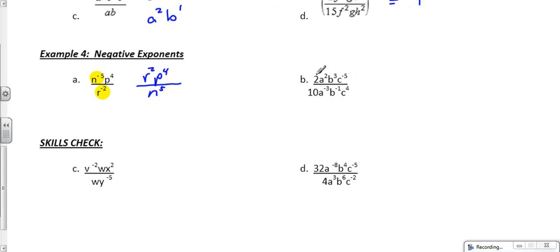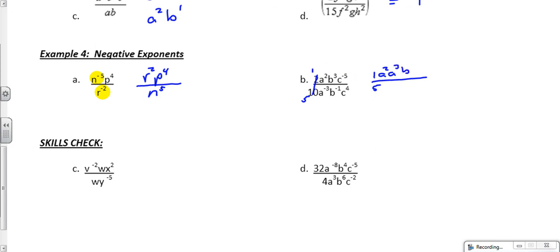Next one, well, let's take a look at 2 divided by 10 can reduce, and we get 1, and then a 5 down below, because 2 goes into 2 once, and 2 goes into 10 5 times. Now I'm going to fix this before I do anything else. There's two ways you can approach this. I'll do it this way first. I have a squared. I have a to the negative 3. I'm going to move that up, and it becomes a to the positive 3.